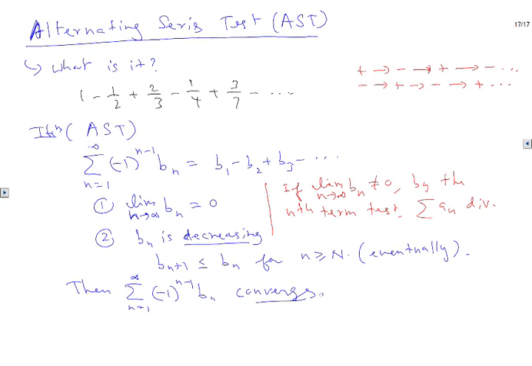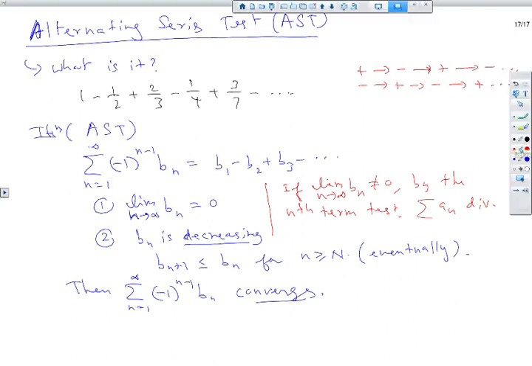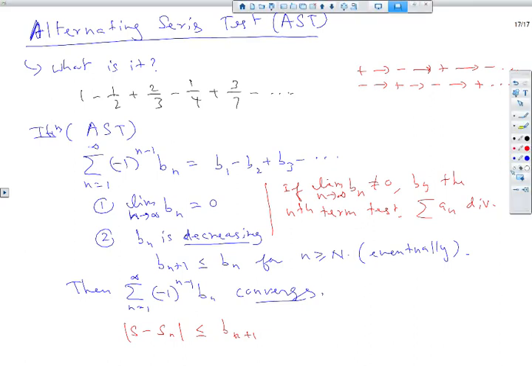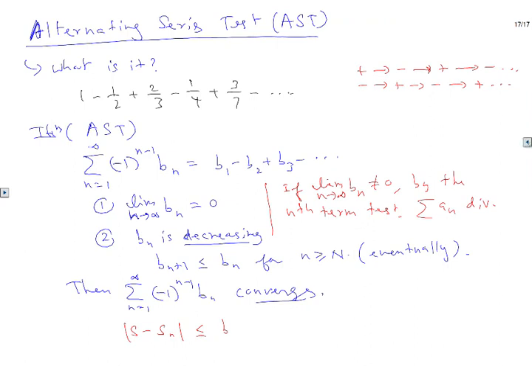We also know the error. If you approximate the sum by the nth partial sum S_n, the absolute error is less than or equal to b_(n+1). That's the first missing term, because if you go up to n, the first missing term is n plus 1. So the error is less than the first missing term, b_(n+1). We also assume that b_n is positive, or can be 0.